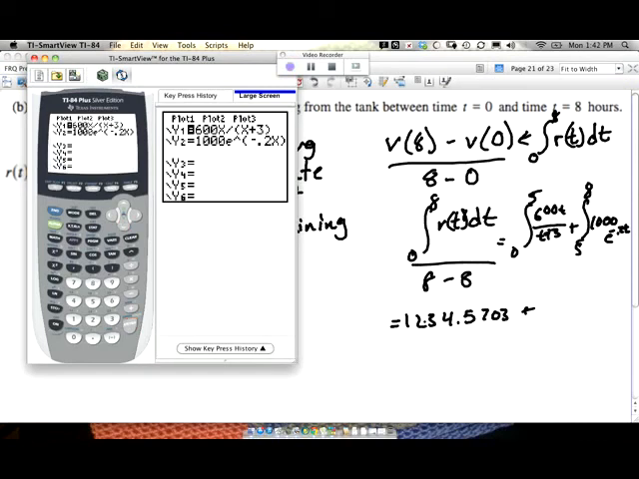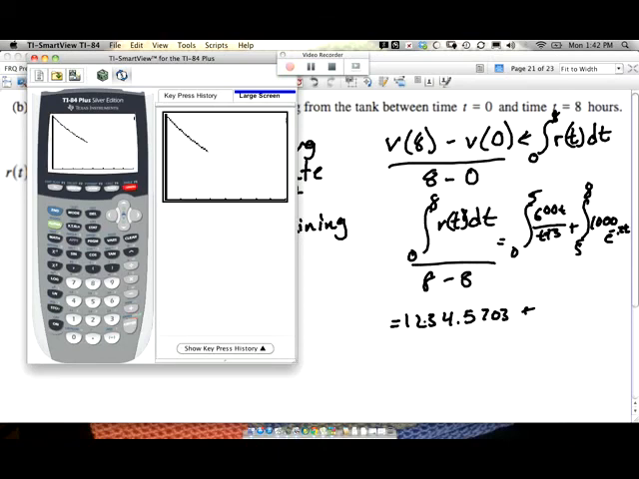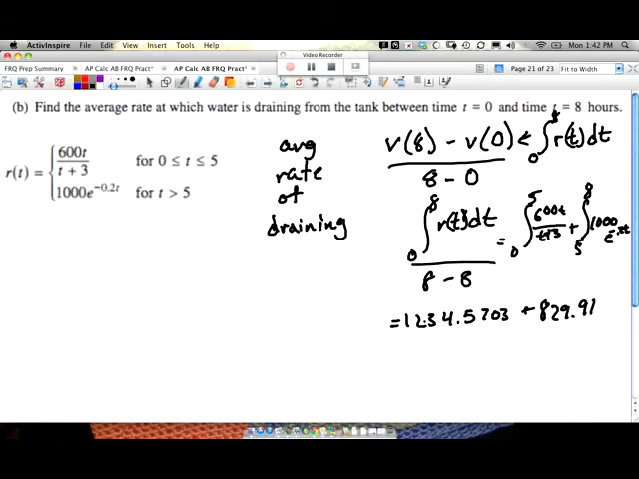So now I got to go to y equals, turn this one on, turn the other one off, graph. There we go. Okay, so now we got to integrate this. Second, calculate the area from 5 to 8, which would be 829.9146. So that's 829.9146, all over 8 minus 0, by the way.